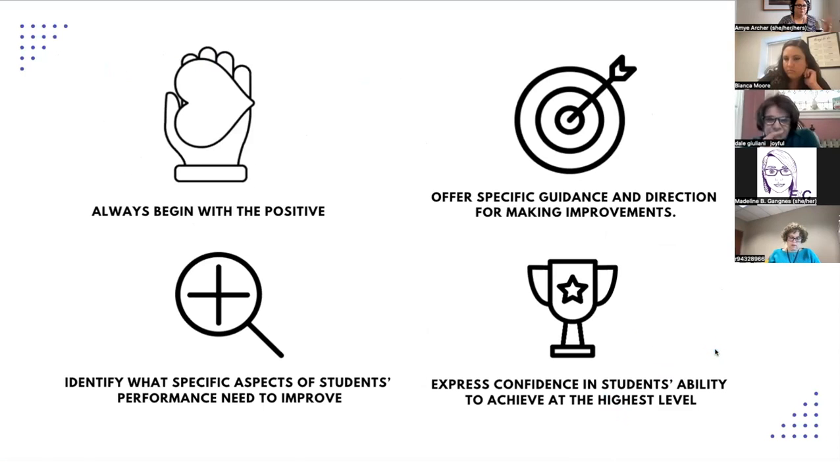And some more guidance here is to always begin with the positive. I always go through and make sure I have at least 2 or 3 positive comments on every paper. I admit sometimes I get away from that and I have to go back and say, okay, this was a great idea. Offer specific guidance and direction. You want to be very specific about what's wrong. So instead of just saying this needs a topic sentence, you have to elaborate on what a topic sentence does for a paragraph and why it is important. Identify the specific aspects of students' performance that need to improve and express confidence in students' ability to achieve at the highest level.